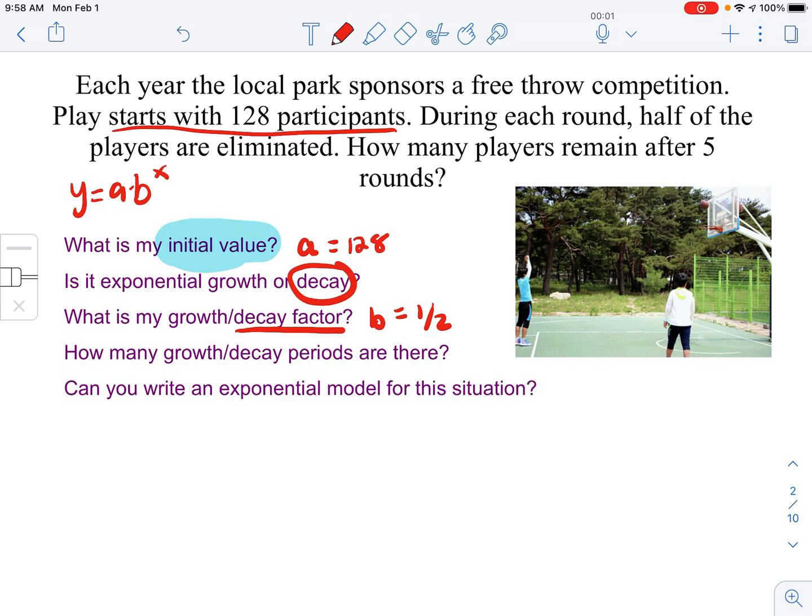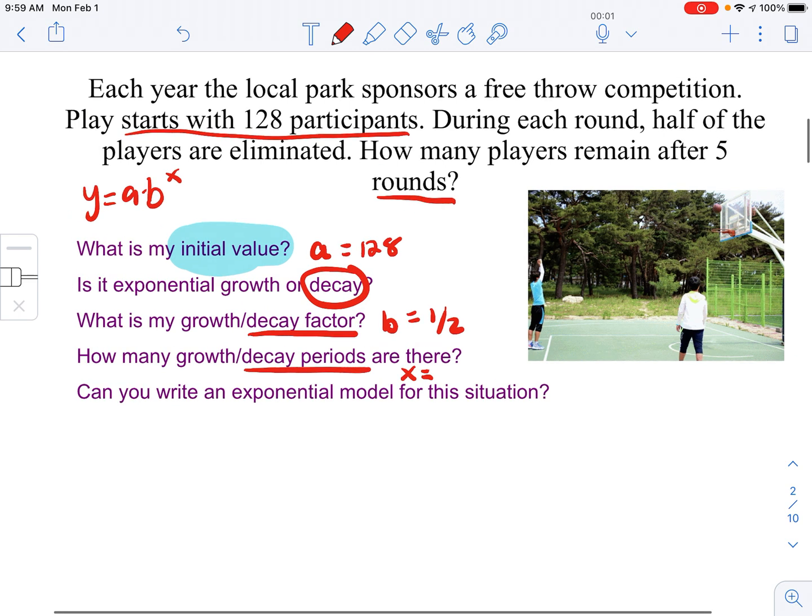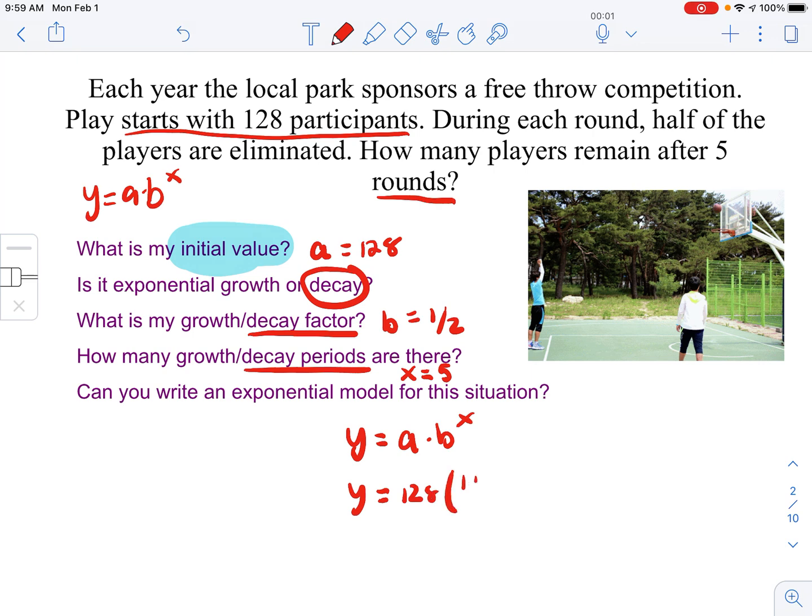And then there's the idea of the growth or decay periods, or how many times this repeated multiplication is going to occur. In this question, we're talking about rounds. In other questions, we might be talking about minutes, years, days, hours, etc. So in this case, the decay or growth periods are going to correspond to my exponent, which in this case is going to be 5. Okay, so the exponential model that we are looking for, we actually already came up with. It's going to be y equals 128 times 1/2 to the 5th power. Now, if you type that into your calculator, you should get the same 4.